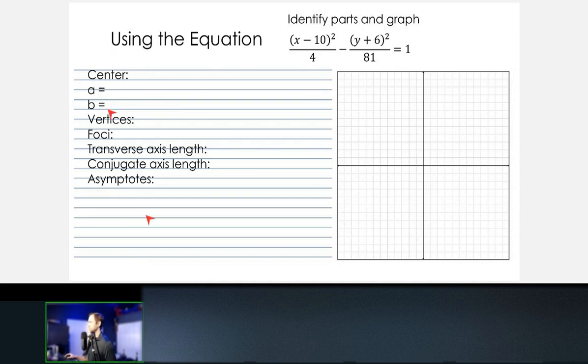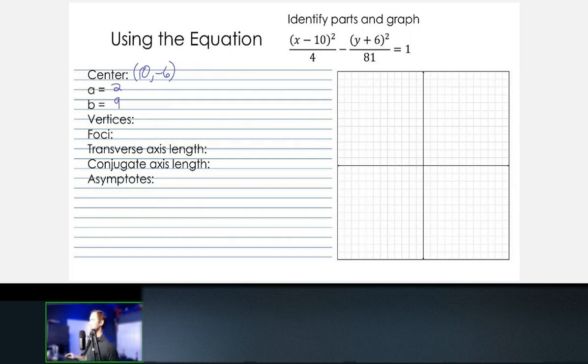Just waiting for a couple more of you to finish. All right, going to quickly write the answer down for this. Looks like a lot of you put the answer in chat. So the center is 10 comma negative 6. The A value is 2. The B value is 9.